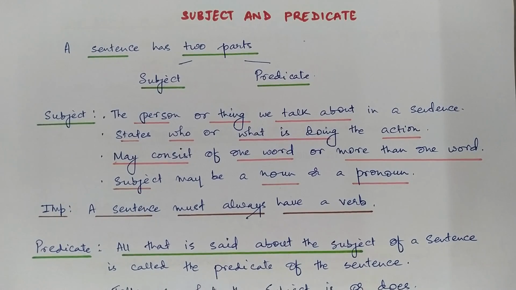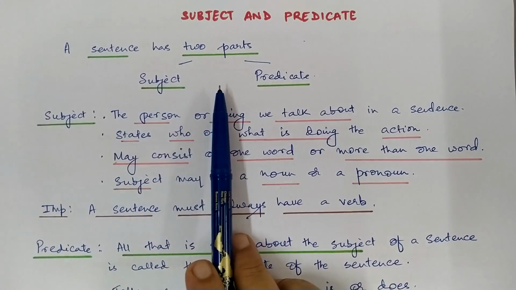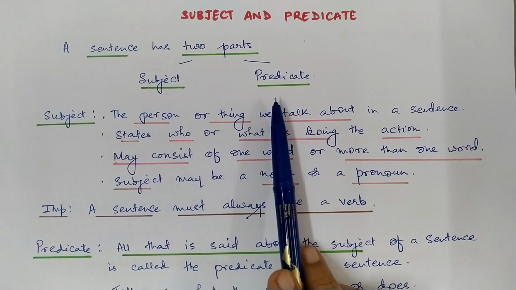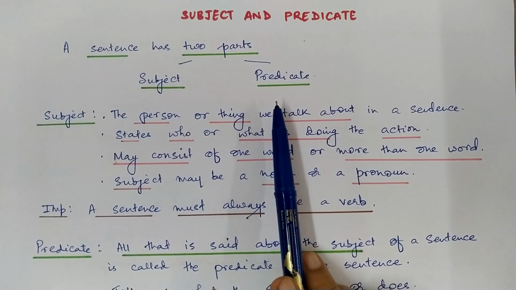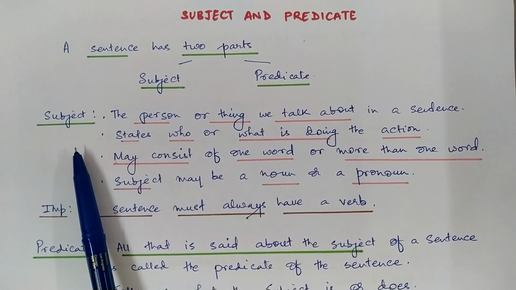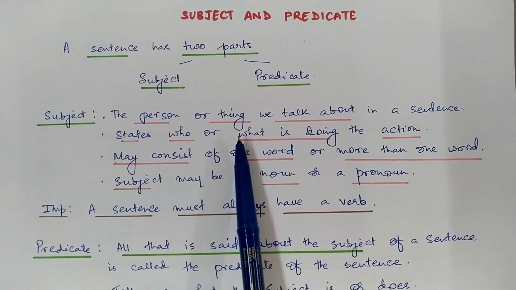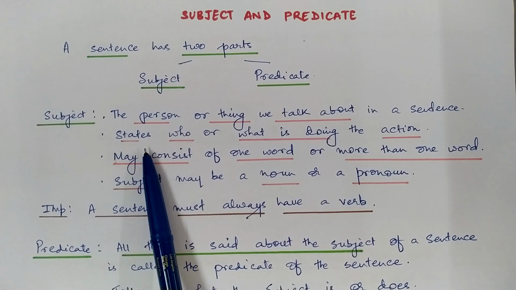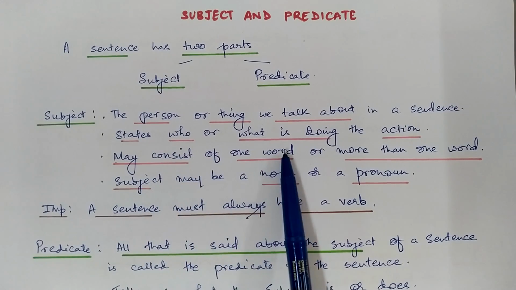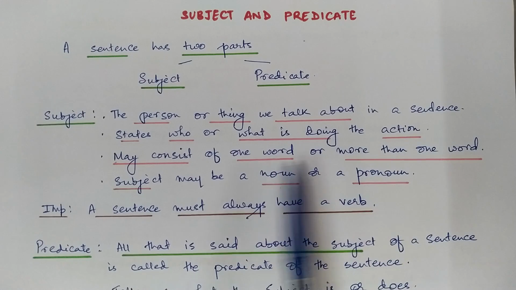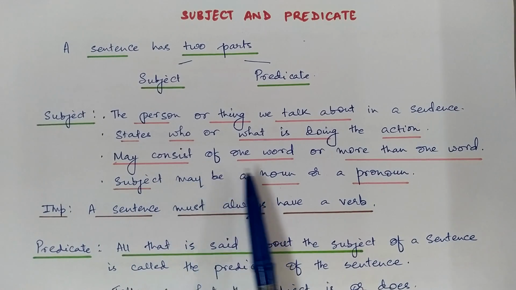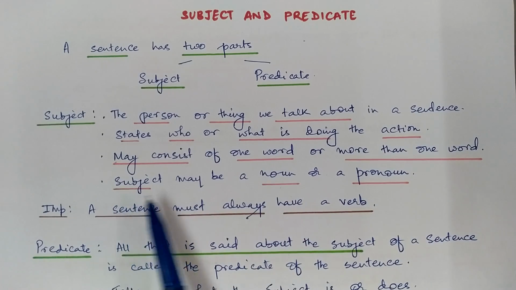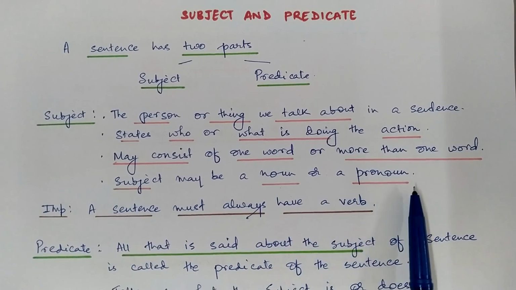Now children, every sentence has two parts. What are the two parts? A subject and a predicate. Now let us understand what is a subject. The person or thing we talk about in a sentence. A subject will state who or what is doing the action. A subject may consist of one word or more than one word. A subject may be a noun or a pronoun.